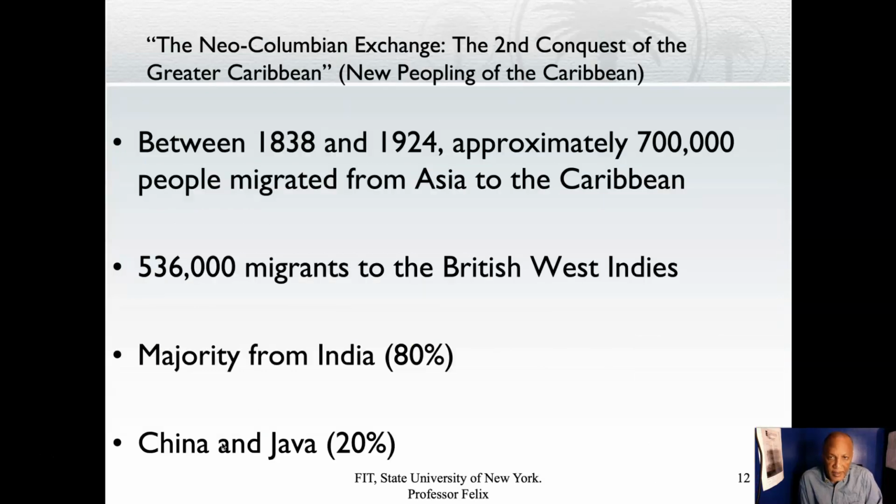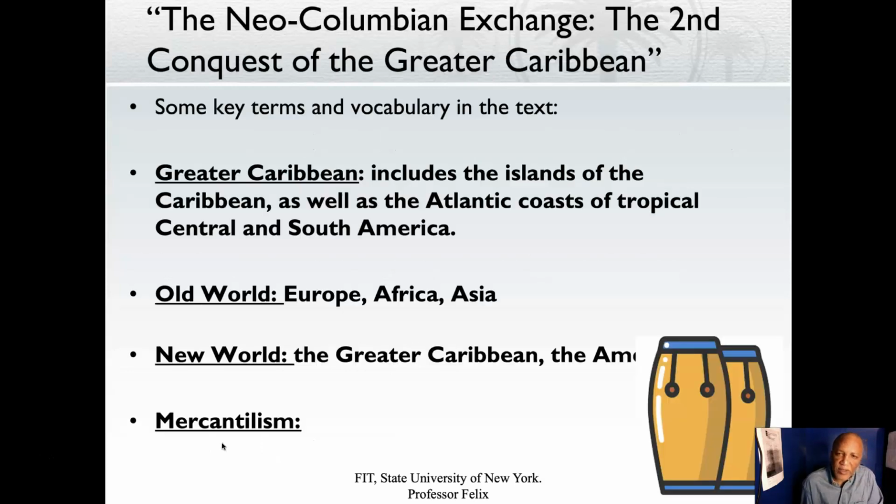And I think I skipped a slide, yeah. And half of that, or 500,000 of these people, came to the British Caribbean. But significant others went to places like Guadeloupe, Martinique, Suriname, and so on. Okay, the majority of them came from India. A smaller percent came from China and Java that were controlled by the British.